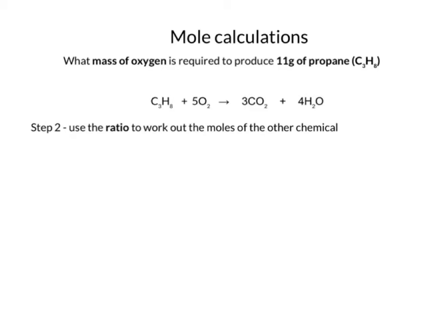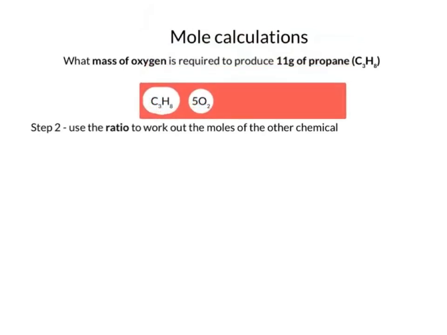Now, if we look at our balanced symbol equation, we only then need to focus on those two chemicals. Everything else can be ignored. Sometimes these chemicals will be on the same side of the arrow, sometimes they'll be on different sides of the arrow. It doesn't matter. We just have to identify the two chemicals that we're looking at. And in this equation, it's the mass of oxygen. So that's why we're zooming in on our oxygen, and our propane, which is why we're zooming in on our propane.